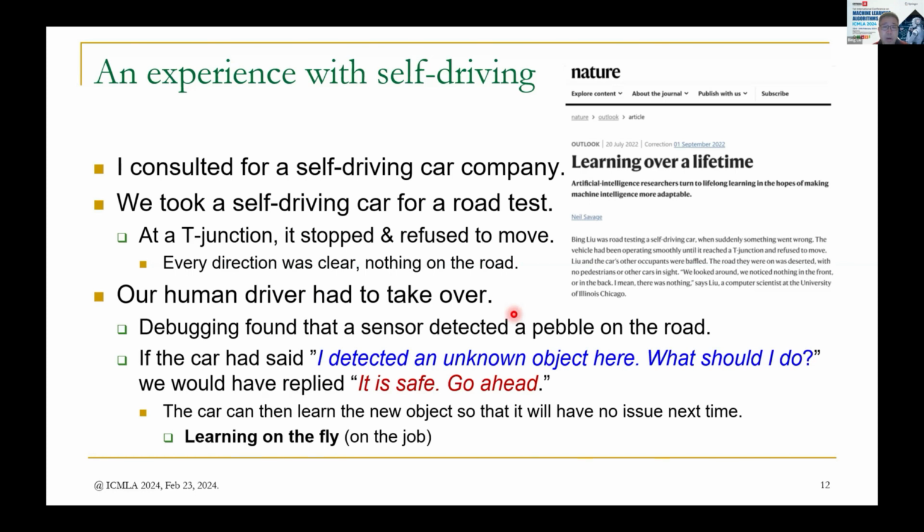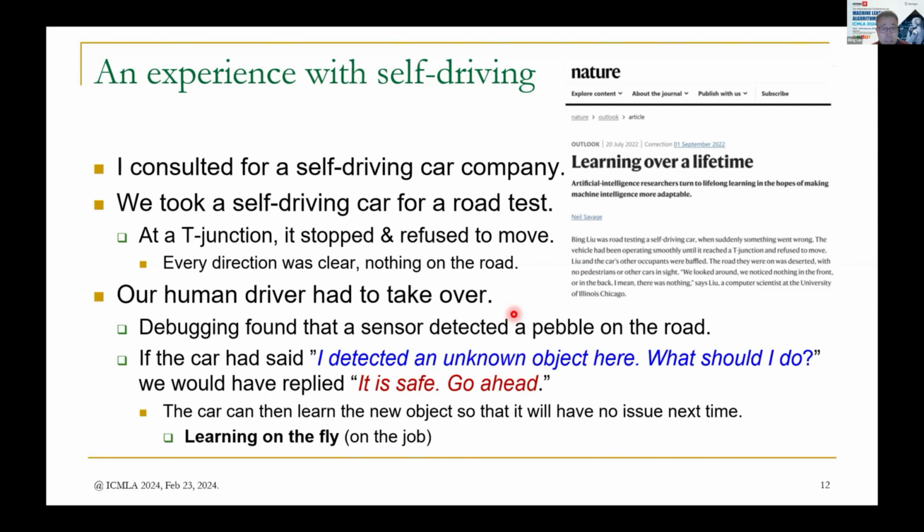Then we discovered that one of the sensors detected a pebble, a very small pebble. For human eyes, you don't really notice that, but this sensor was very sensitive and detected the pebble. If we had a dialogue system, for example, the car could tell us, oh, I detect an object in front, what should I do? And as a human or engineer sitting inside the car, we can just tell the car it's safe, just go ahead.